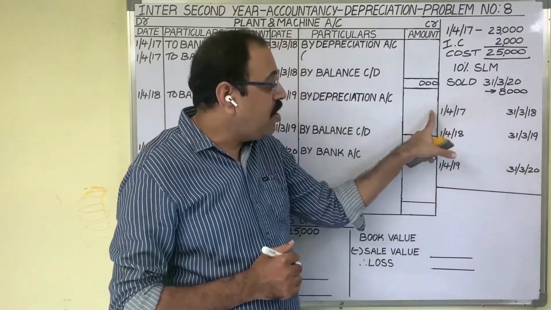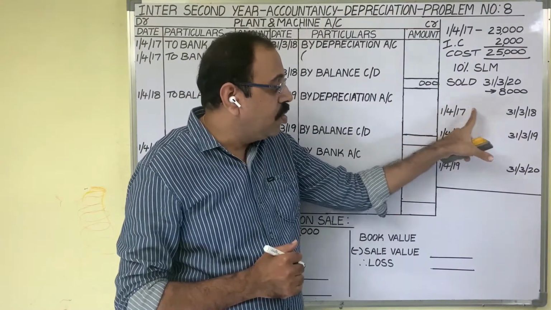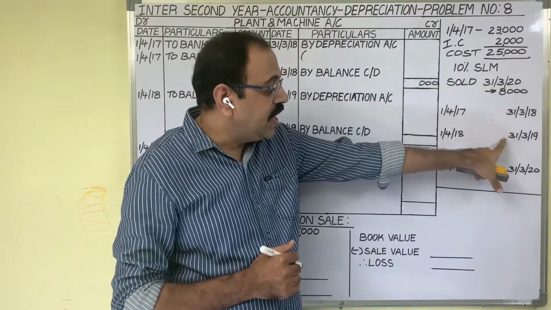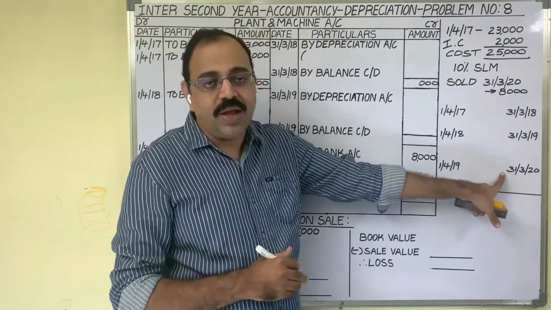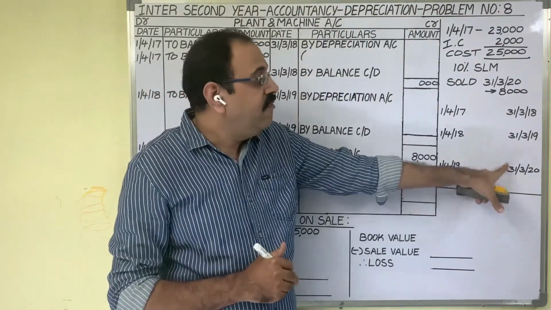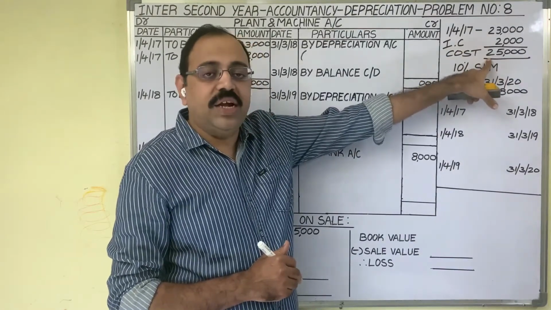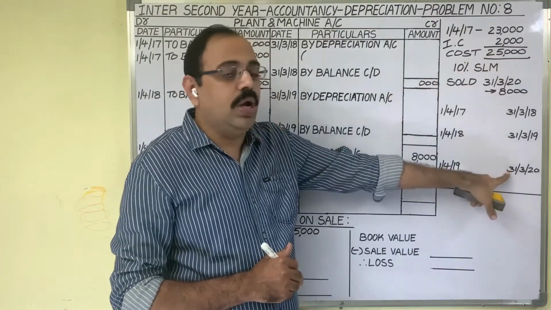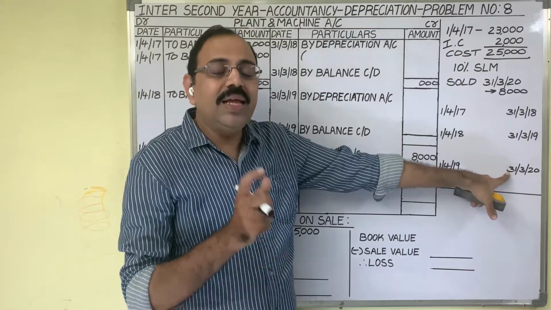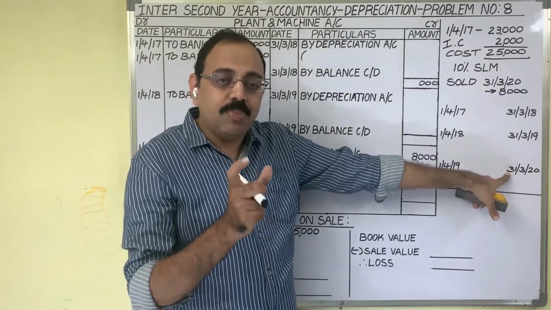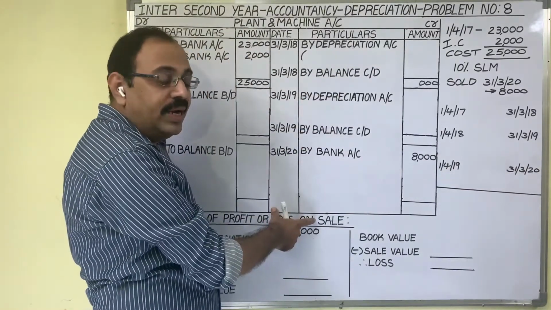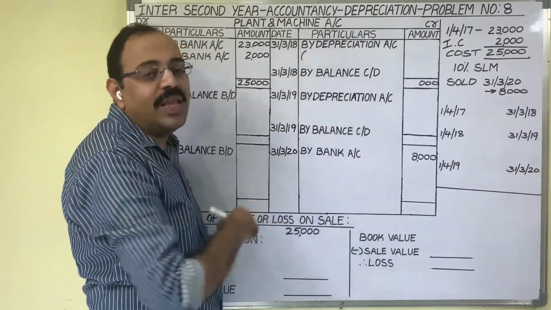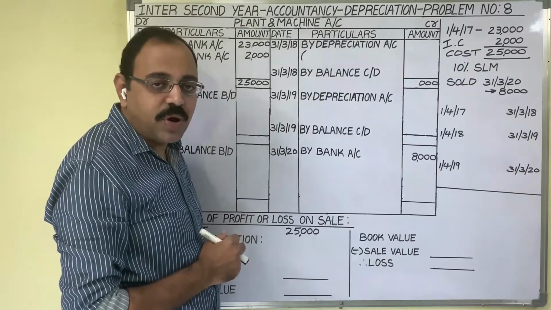They purchased on 1st April 17, no. So first year, second year, third year. For 3 years, we have to prepare the account. So remember, when there is only one asset and it is sold by the firm, then the question need not mention the period for which we should show the asset account. Till the sale date, we have to prepare the asset account. Let us solve this problem.